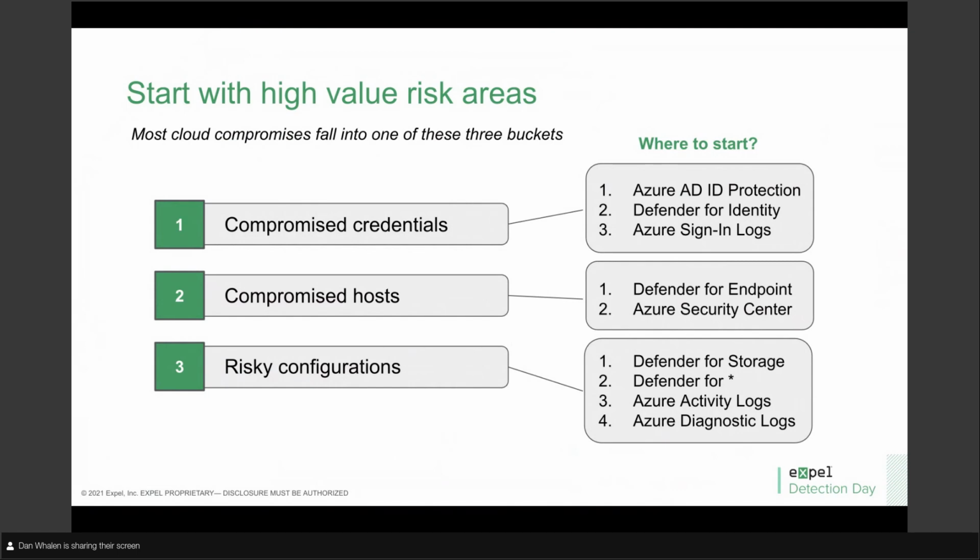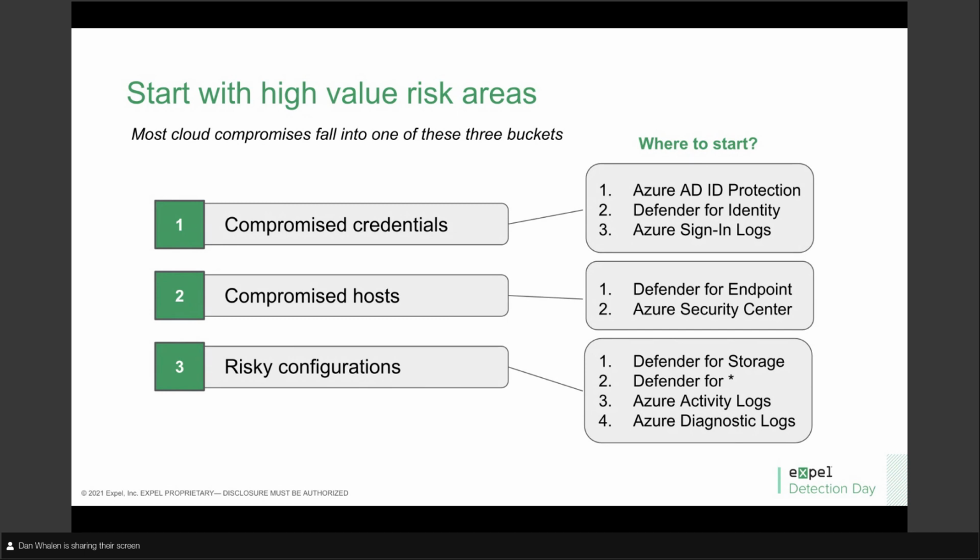And what we've done on this slide is sort of drawn lines between those common risk areas and the built-in services and the audit log sources in Azure that you can use to address those areas of risk. So for example, addressing compromised credentials, you'll want to start with Azure AD Identity Protection. It does a good job of identifying compromised credentials. And if you need to go further than that for your own areas of risk, you can turn on Defender for Identity or even build your own custom detections on top of the Azure sign-in logs.